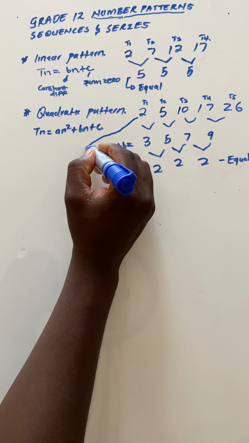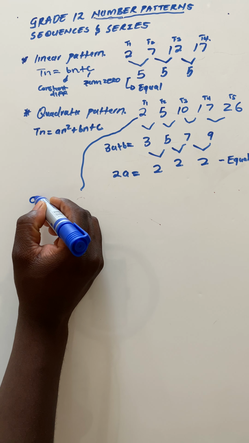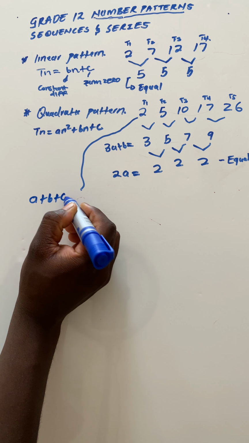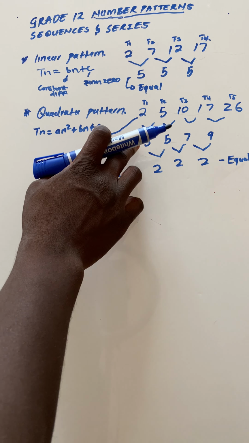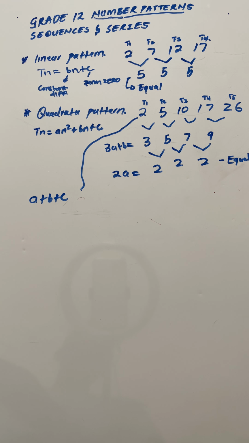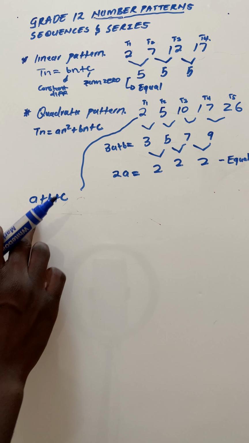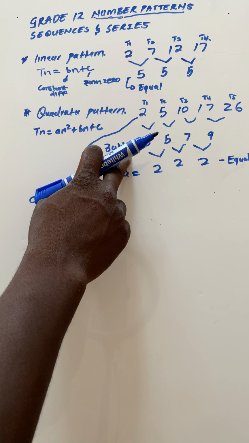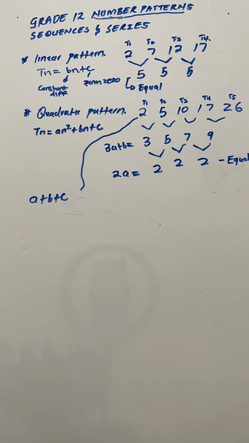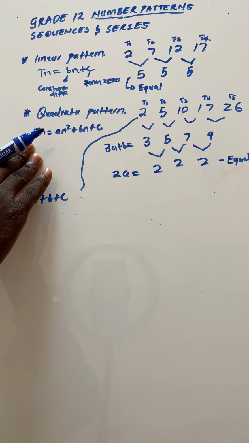So c, because I don't have space, would be equal to a plus b plus c. So a plus b plus c would be equal to 2, which is the first number in the quadratic number pattern, right? So from there, you just solve for c since you have a, and you would have solved for b in this case, right? So I'm also not staying there, I'm just highlighting, right? So this is your grade 11 and this is your grade 12 stuff, right?